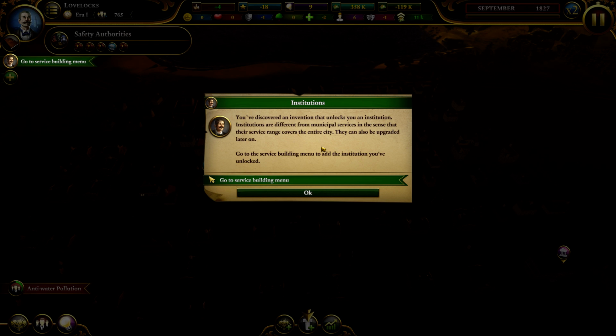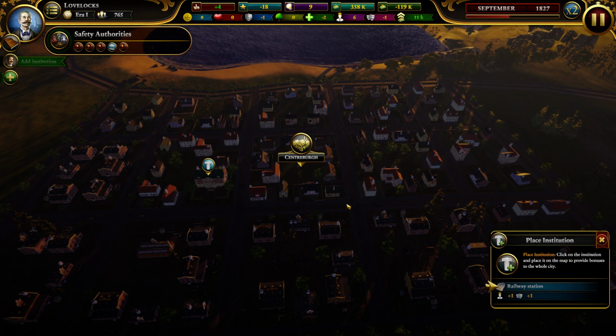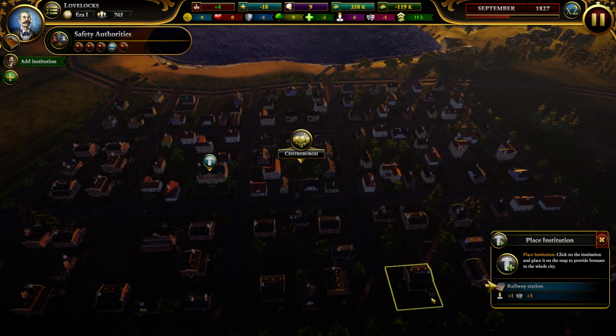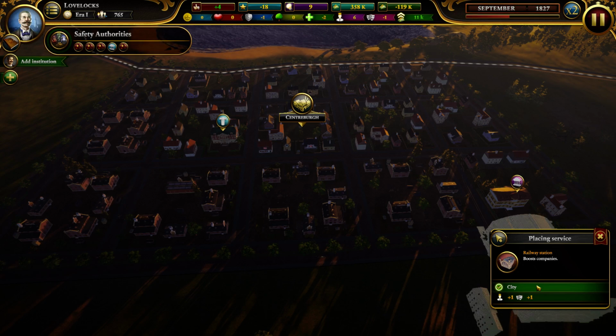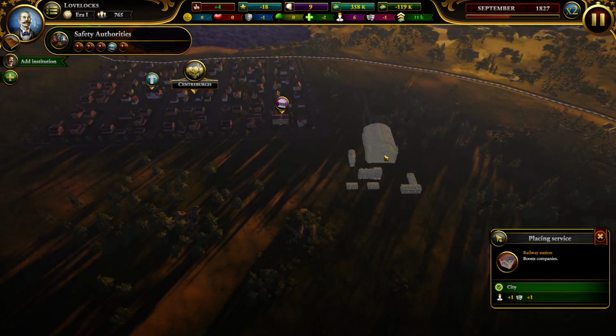Institutions. Oh, cool. You discovered an invention that unlocks you an institution. Institutions are different from municipal services in the sense that their service range covers the entire city. It can also be upgraded later on. Go to the service building menu to add institutions you've unlocked. You can place a railway station. Neat.